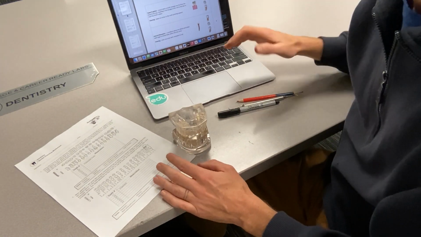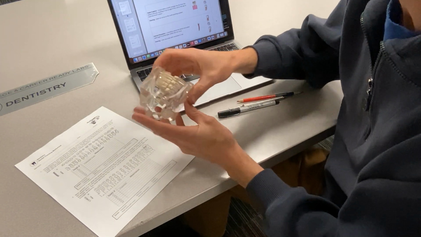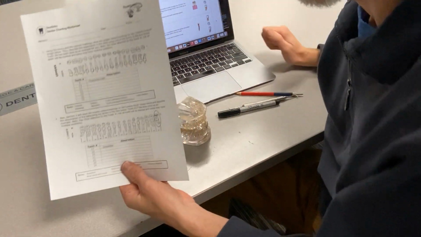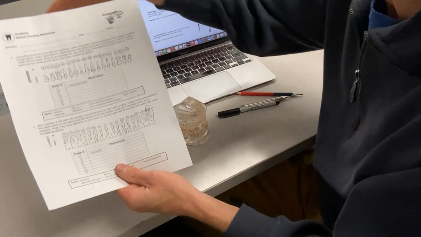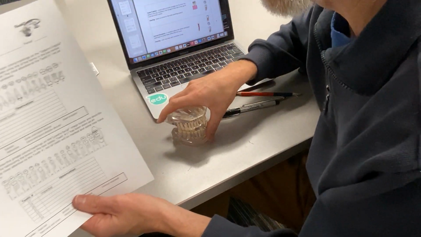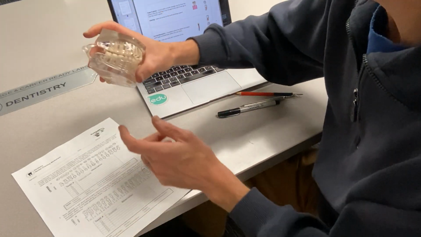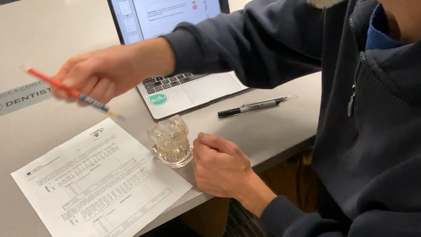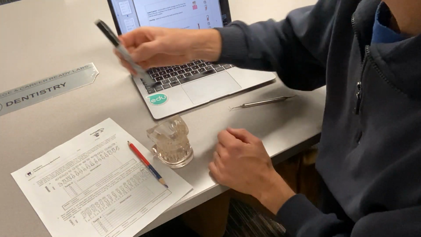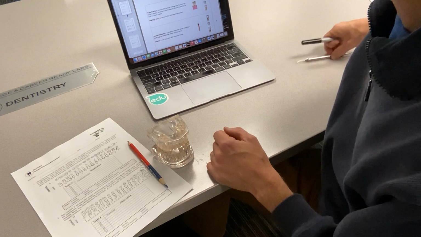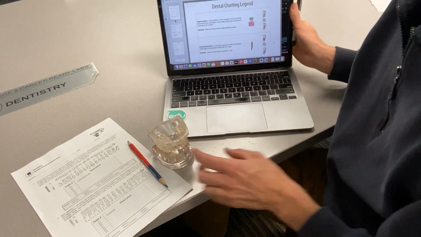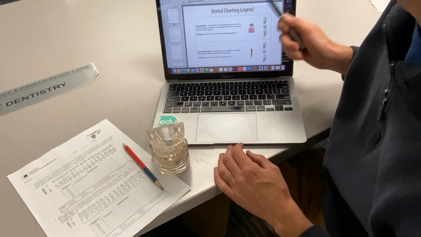Okay, here we are on the dental day where we are analyzing the teeth and we are doing the dental charting worksheet. For this activity, you need this piece of paper. You only need one between the two of you. You need these teeth. You need one of these pens or pencils. It's in the drawers. You're also going to want an actual pen or a marker. And then last but not least, on your computer screen, there's this thing called the Dental Charting Legend.